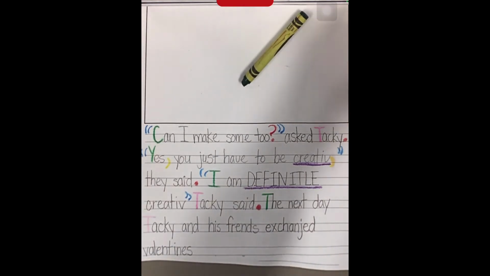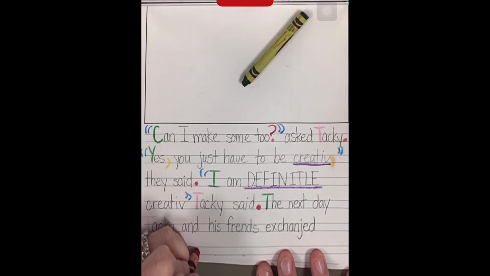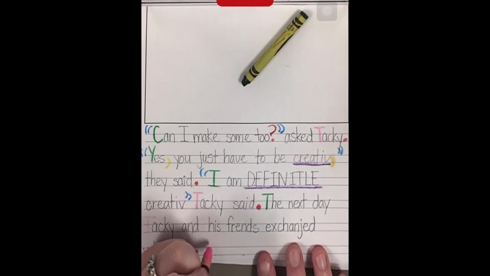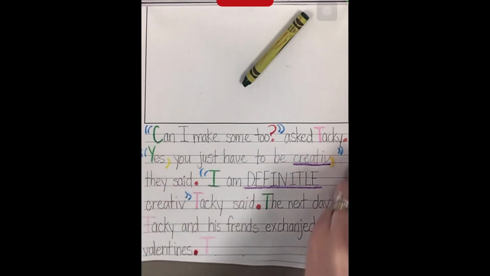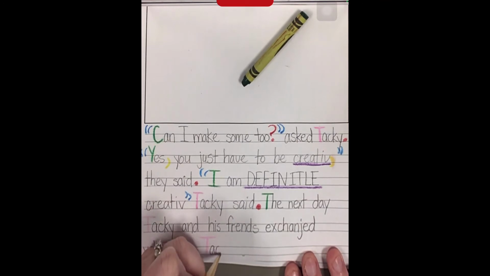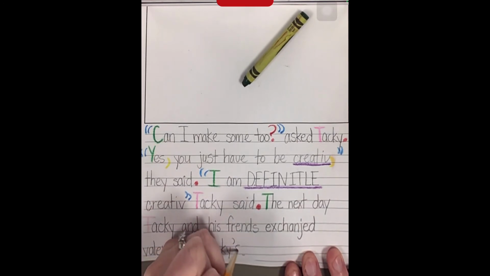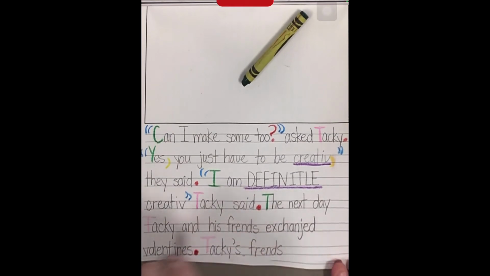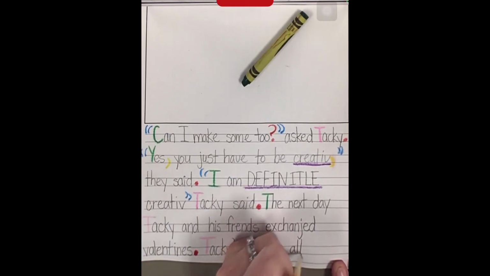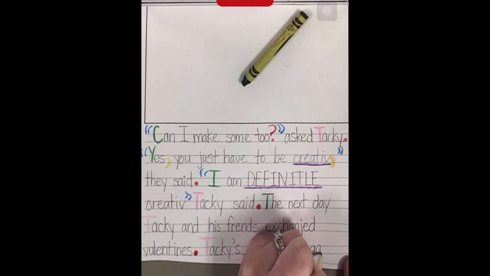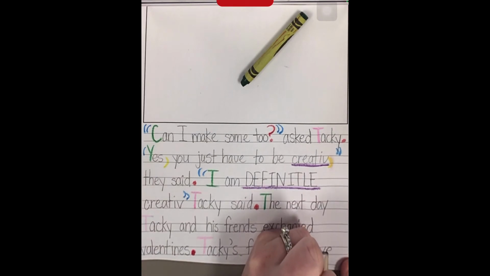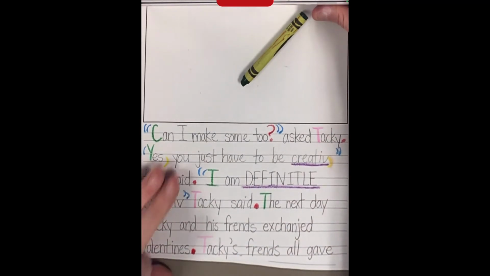I need to tell the reader to stop, so I'm going to use a period. Let's see. You probably want to know what their valentines look like. Tacky's friends all. All is a sight word. Gave. G, A, V. What makes the A say its name? Super E. Tacky's friends all gave.